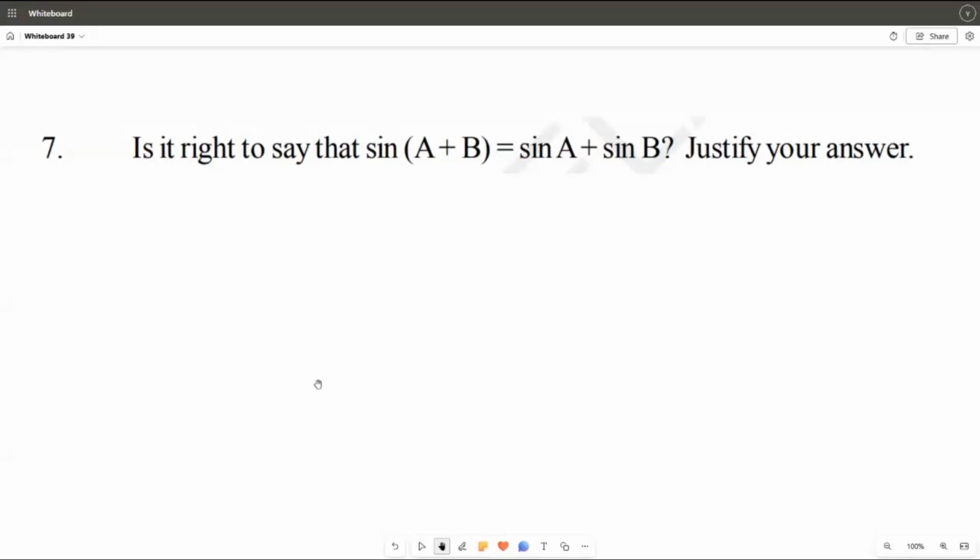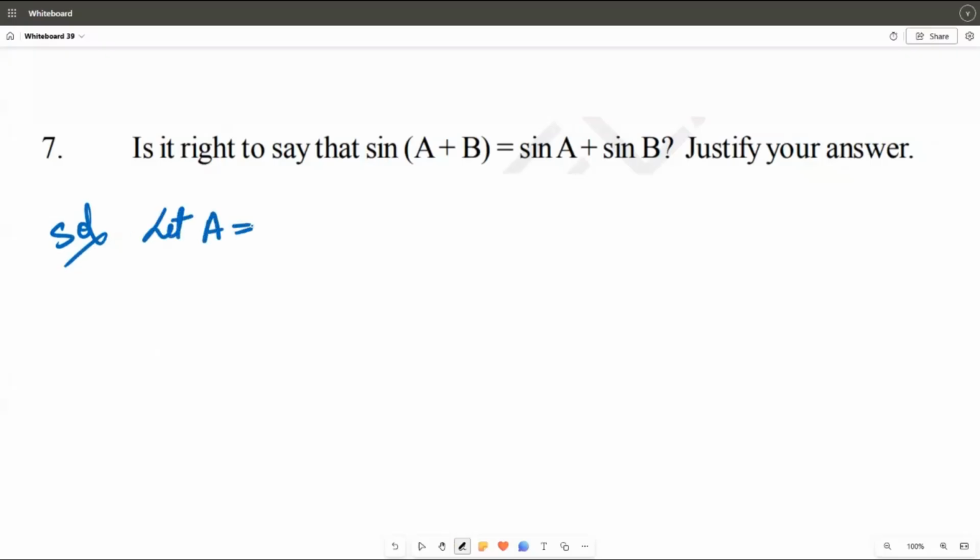Today we have the seventh question, the last question of exercise 11.2. It says, is it right to say sine of a plus b is equal to sine a plus sine b? Justify your answer. So to justify the answer, let's do the verification.